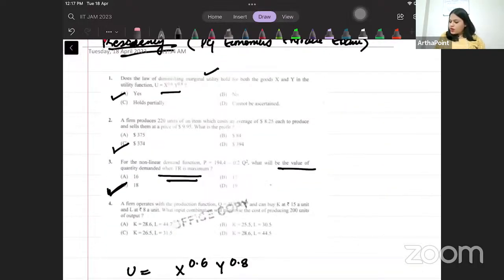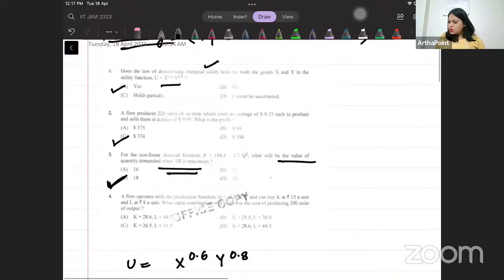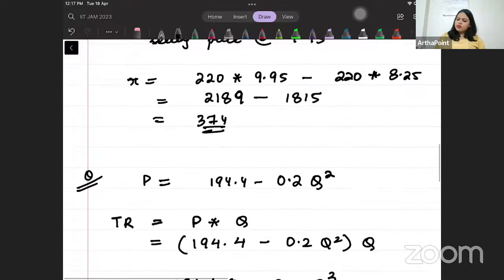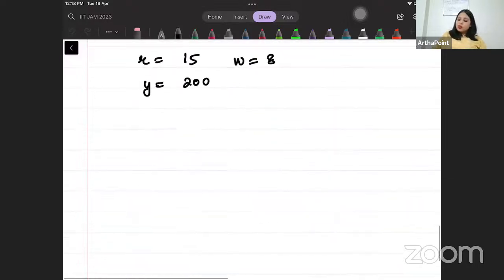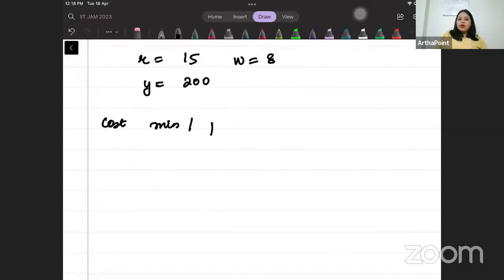And then this says, what input combination will minimize the cost of producing 200 units of output? So Y is given as 200 units. So we know that whether I have to do cost minimization or output maximization, it should always come down to MRTS is equal to W by R, right?